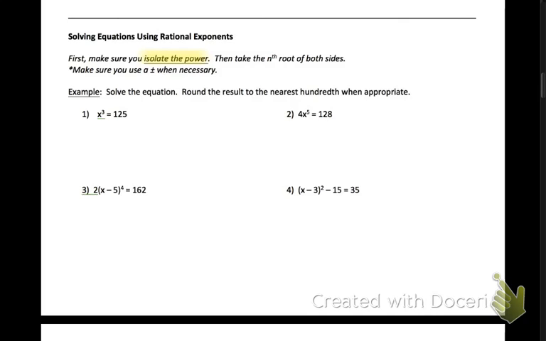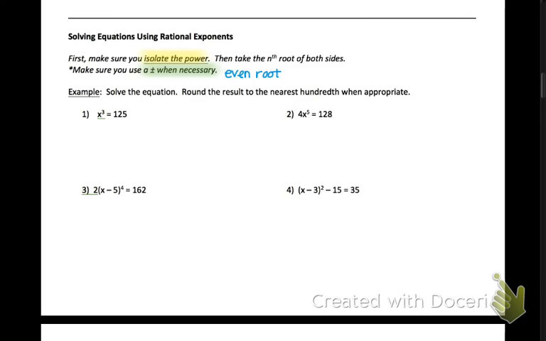The other thing that you want to really watch for is to make sure that you use a plus or minus when necessary. And what we talked about yesterday is that you need a plus or minus anytime you do an even root. Square root, fourth root, sixth root, and so on. Odd roots, we don't need a plus or minus.